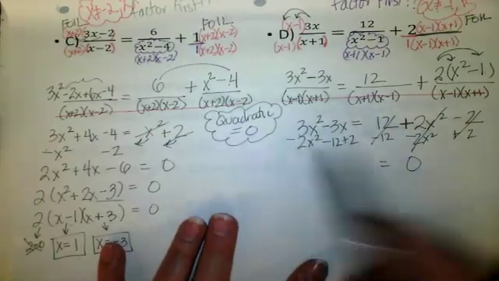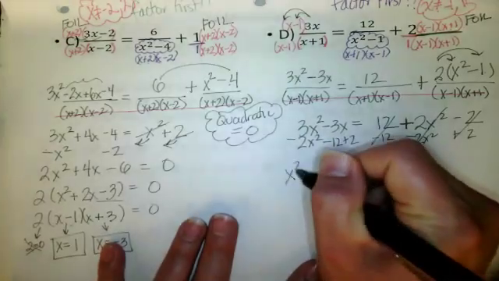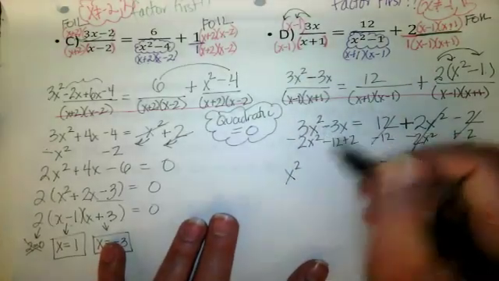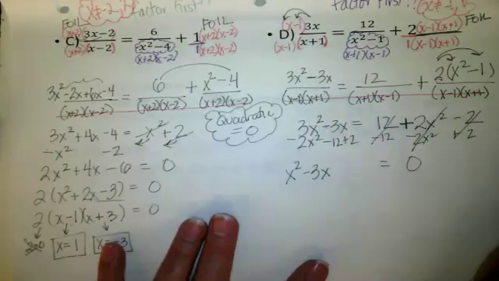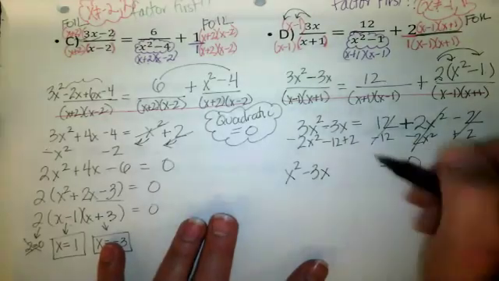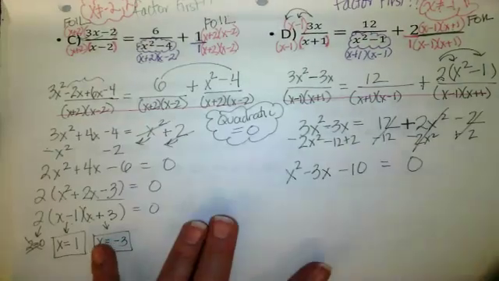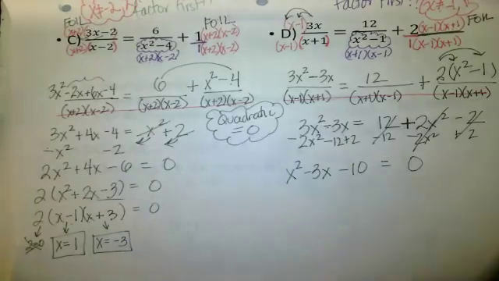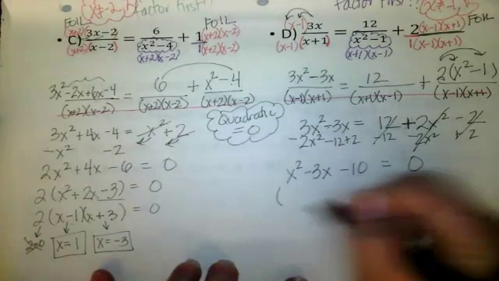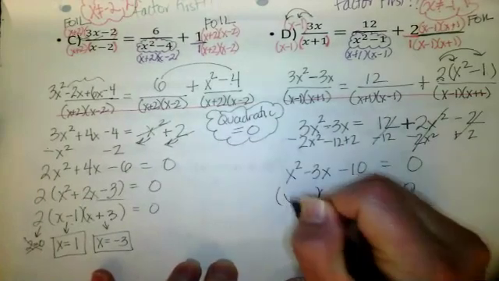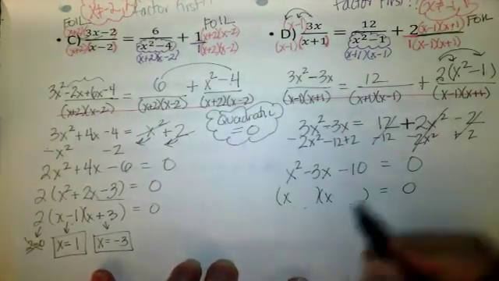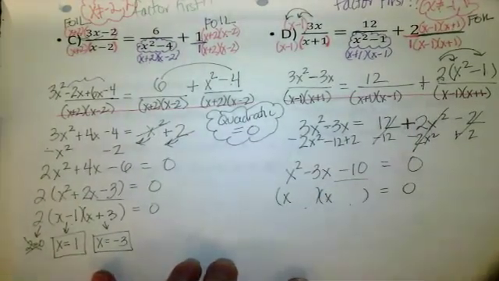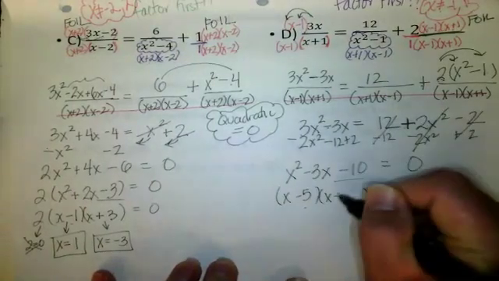3x squared minus 2x squared is 1x squared. Then I have my negative 3x. My negative 12 and positive 2 is negative 10. Then I can double bubble. X times x is x squared. What times what is negative 10? Negative 5 and positive 2.